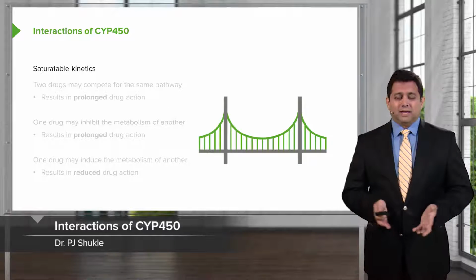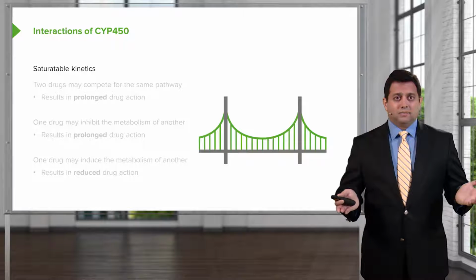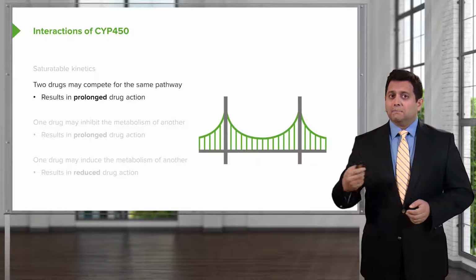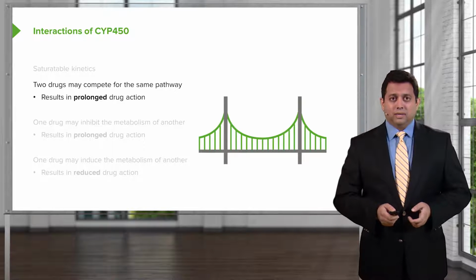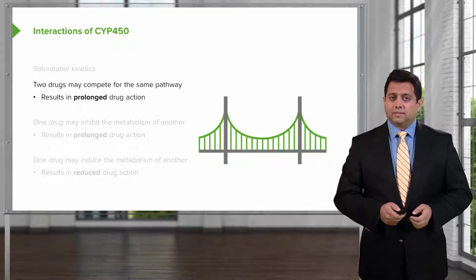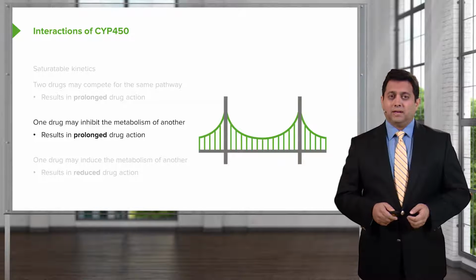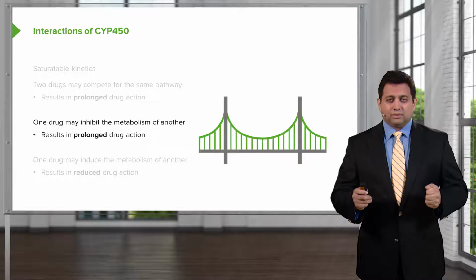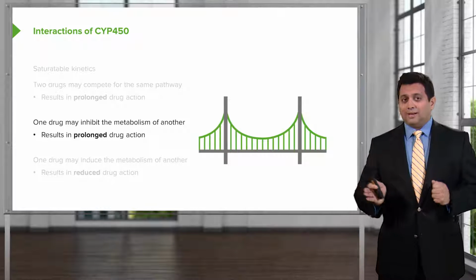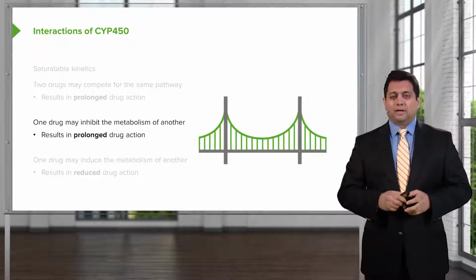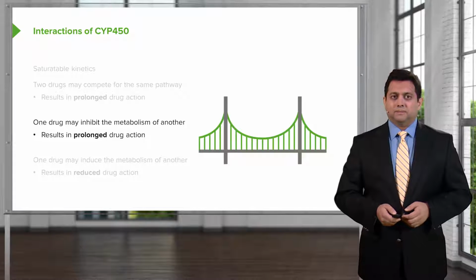Cytochrome is like a bridge, and imagine you're driving in a car. As long as the bridge is empty, you can drive across it very quick. 2 drugs may compete for that same pathway. So if you have too many cars trying to cross the bridge, it's going to take a long time getting across that bridge. 1 drug may actually inhibit the metabolism of another. So if you have a person who's driving really slow in a car, then even though there's not too many cars around, that 1 person can slow down an entire chain of cars. So that's what an inhibitor does on the cytochrome system.